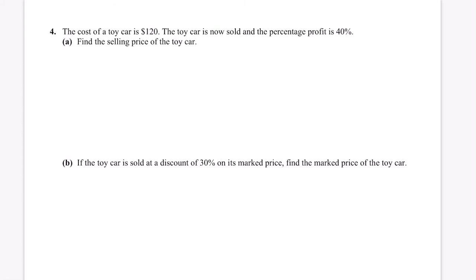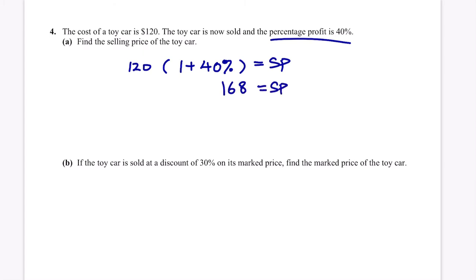Here, question 4. So we know that the cost is 120 and then there's a percentage profit of 40%. So 120 cost, 1 plus something profit percentage or minus loss percentage equals to the selling price. And then very easy, can you please do it? 1.4. So it will be, selling price is 168. We will be doing a little bit faster now.